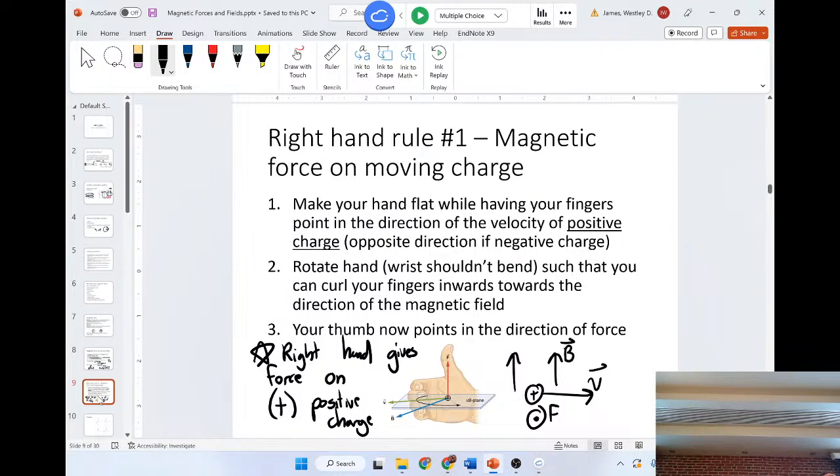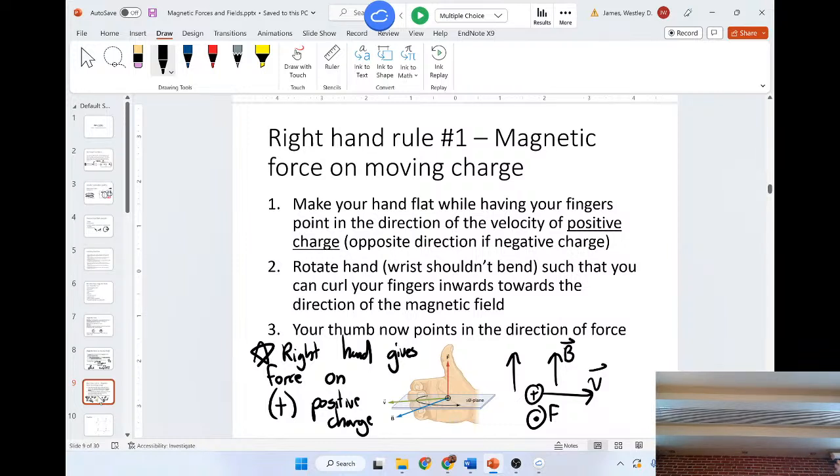If this was a negative charge, take a guess, what do you think would change? If my force was out of the board for a positive charge, which way do you think it's going to be for a negative charge? Into the board. Remember, with positive and negative, basically the opposite happens. We will do some examples with this.